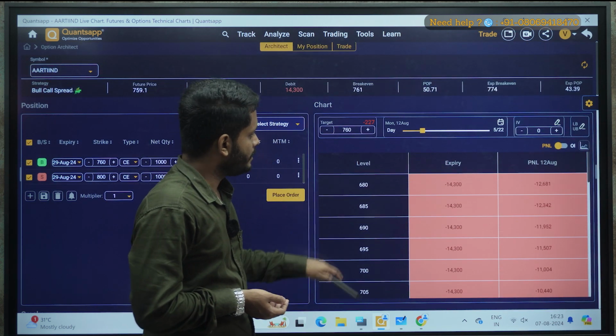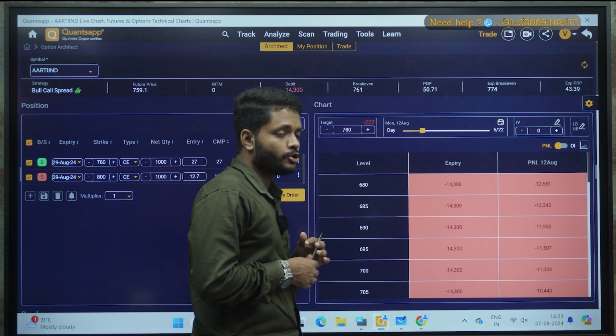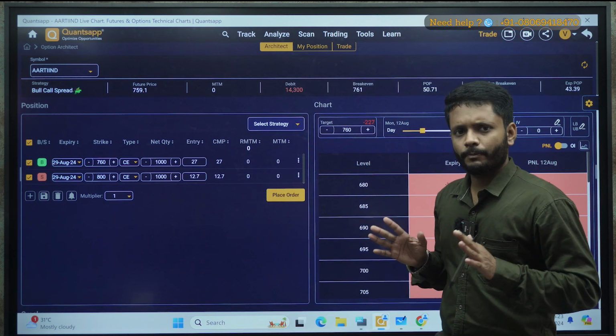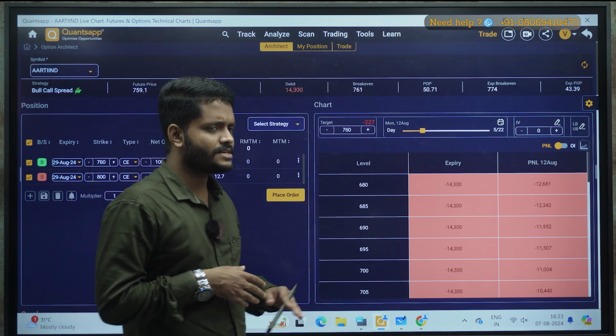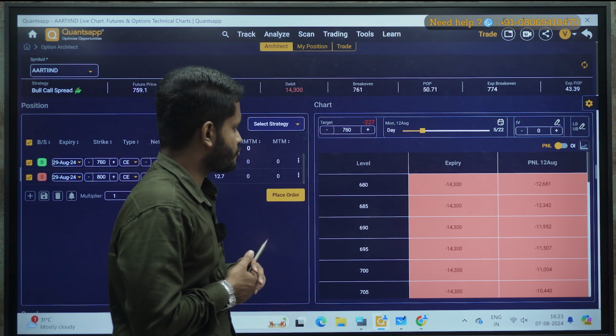And on the downside, if you see, your losses are locked at 14. So you are getting a decent risk to reward of 1:2, we can say. So this is a good executable strategy, I would say.